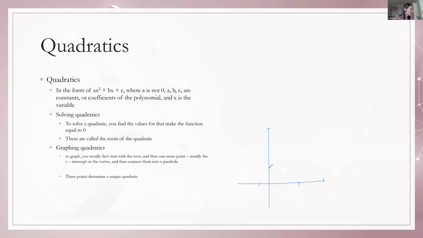So usually it's the y-intercept because that's pretty easy, since the y-intercept is just c. Because x equals 0, so there's just c left. Or you can find the vertex of the quadratic, which in some forms is pretty easy. But if you have 3 points, then you can determine the unique graph of the quadratic. With 2 points, you don't know. So you need at least 3 points in your graph, and then you can just sketch the parabola.